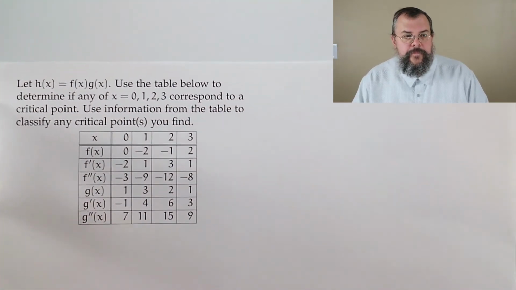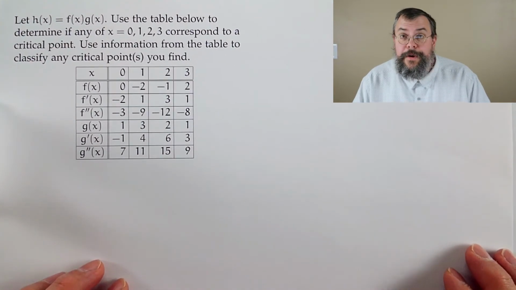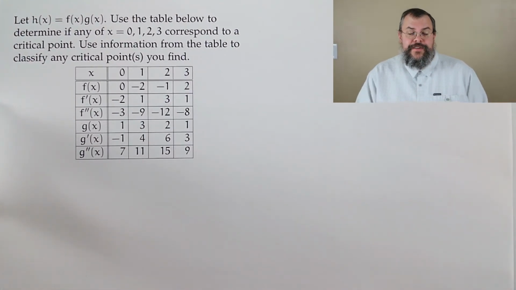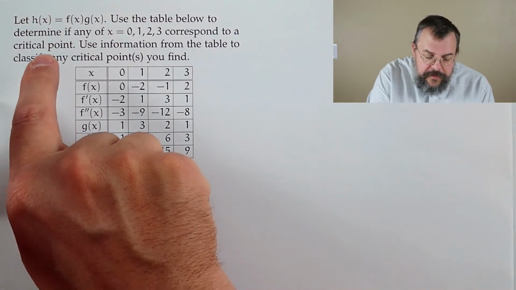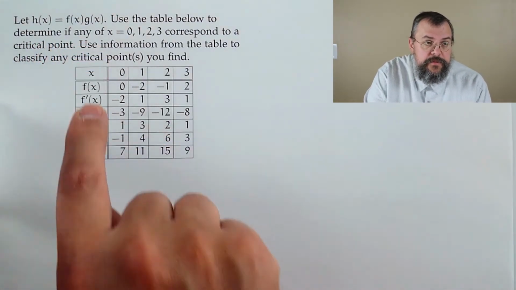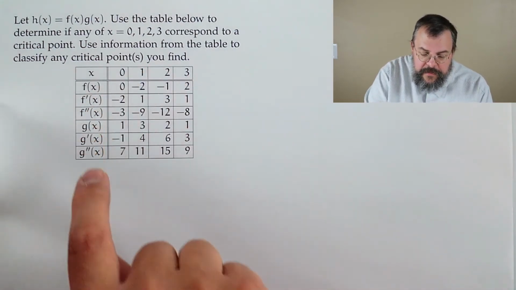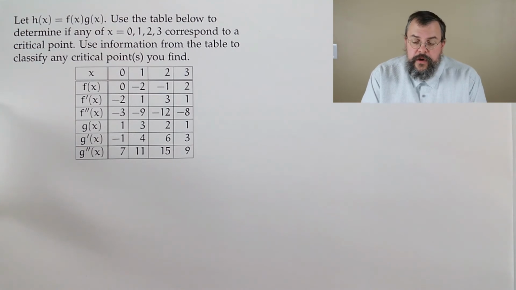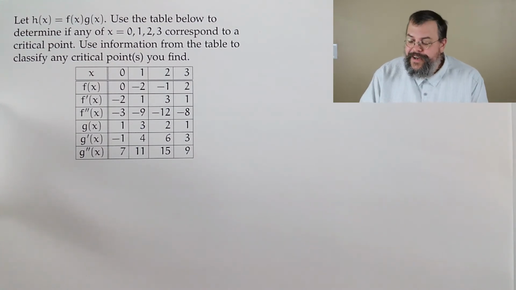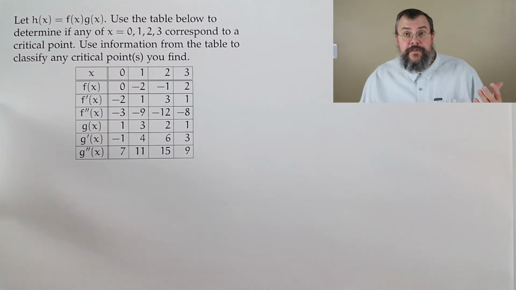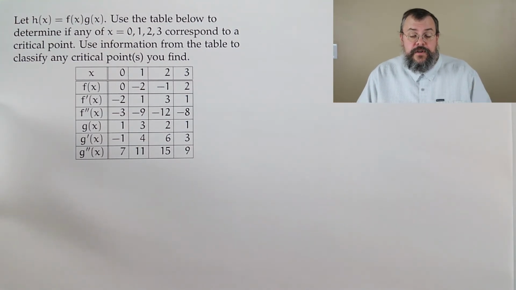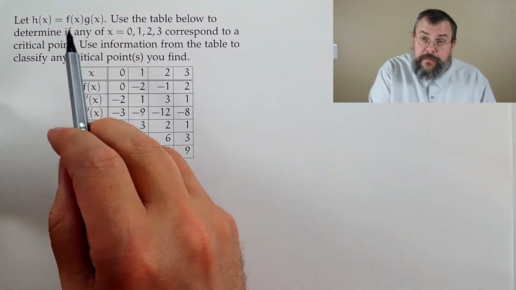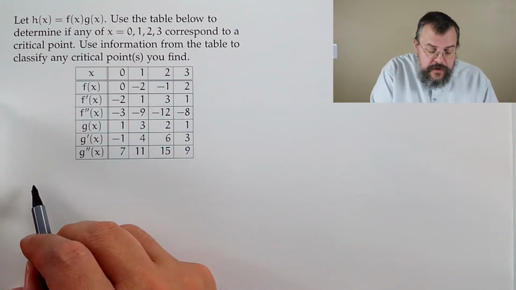Okay. Ooh, interesting. We don't have a function. We have a chart. So what do we have? Well, we have an unknown function, h of x, which is f times g. And then we have a lot of information about f and g. And we want to use the table below to determine if any of the points at 0, 1, 2, 3 correspond to a critical point. And then we're going to use the information to figure out what kind of critical point. All right, well, so first off, critical points mean first derivative. So we should start by looking at the first derivative. That's the product of two functions. So first derivative shouldn't be too bad.